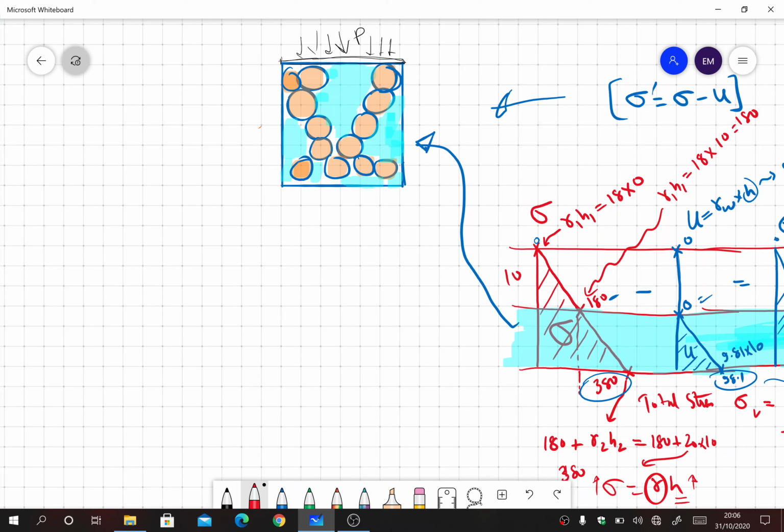So that means this load P here is being transferred from grain to grain contact like this. So if this is the load transfer phenomenon, this portion of load transfer is going to some other particle here. So this red colored is the effective stress, or you can say grain to grain contact. So this is load transfer by grain to grain contact.